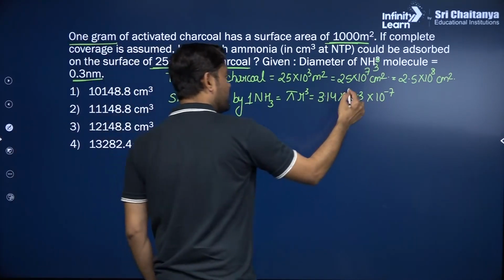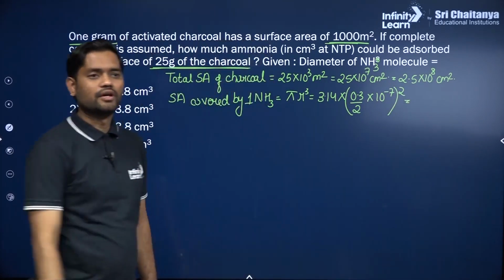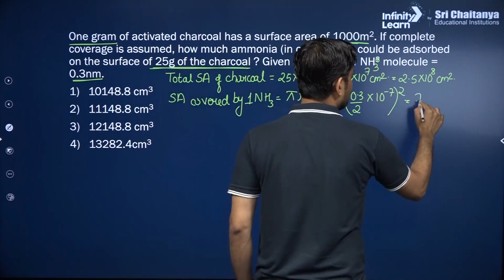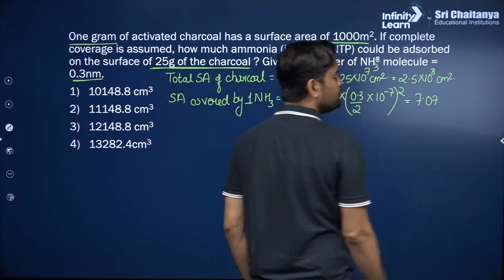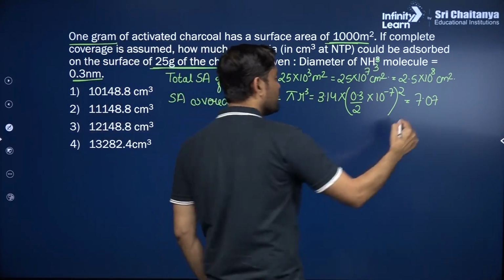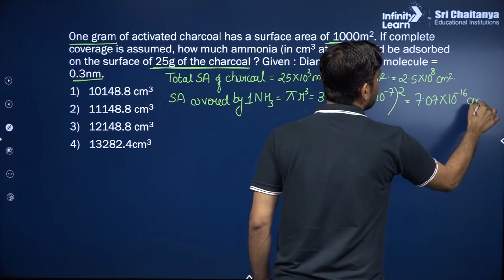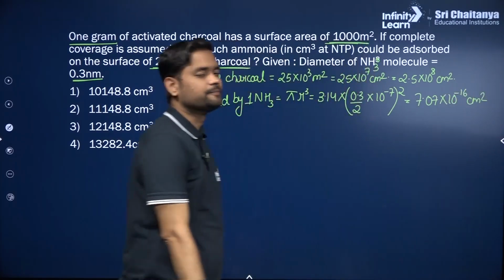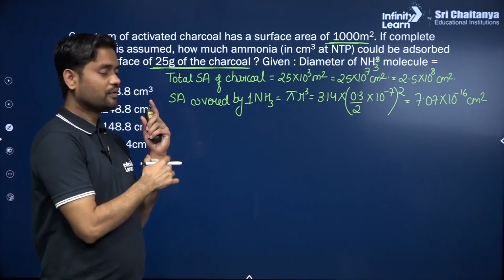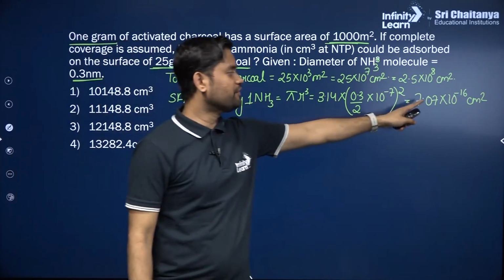And this r square, got it. Clear? If you solve this entire value, you will get the answer as 7.07 into 10 raised to minus 16 centimeter square. Okay, 7.07 into 10 raised to minus 16 centimeter square. Clear? Sure.